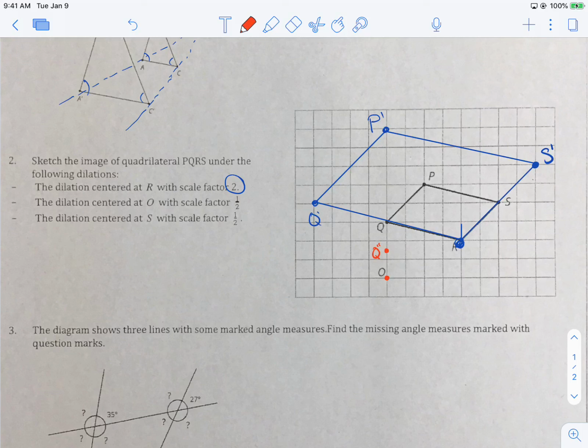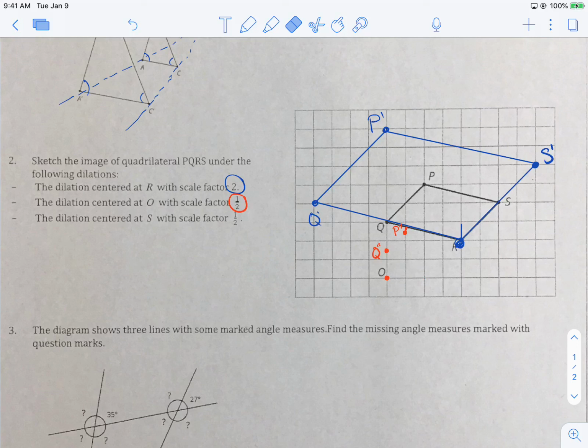Now let's look at P. We went over 1, 2, and up 1, 2, 3, 4, 5. And we're doing a scale factor of 1/2. So we need to do 1/2 of that. So we're only going to go up, and 1/2 of 5 is 2.5. So 1, 2, and about right under there, we'll have a P double prime. It's not on the line, it's kind of right in the middle.